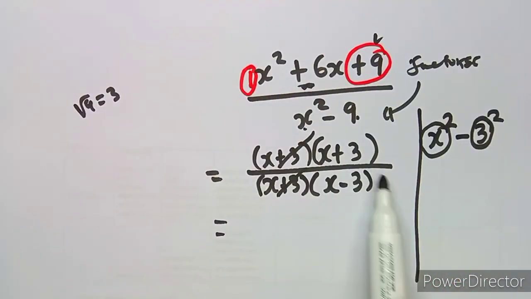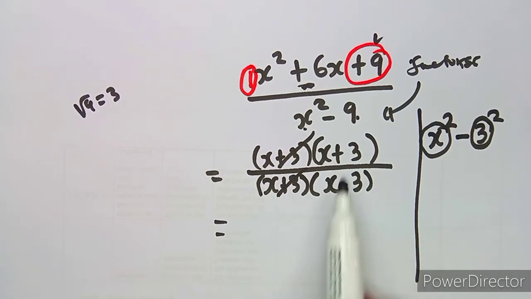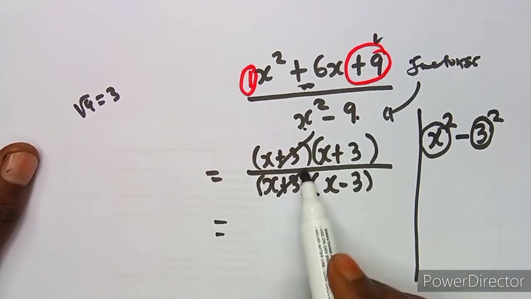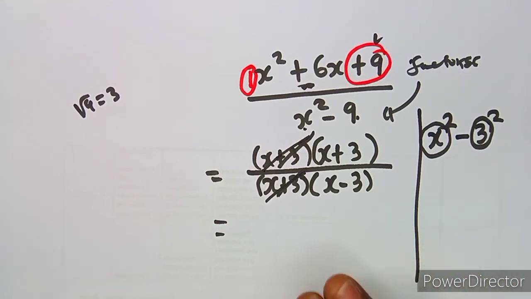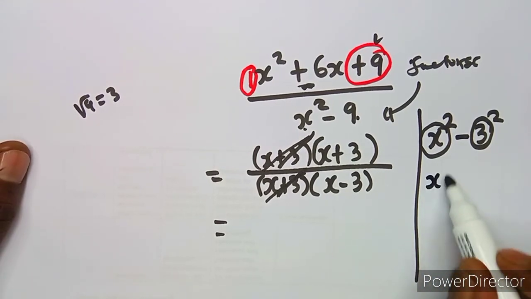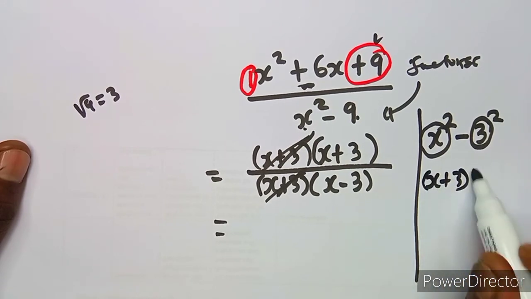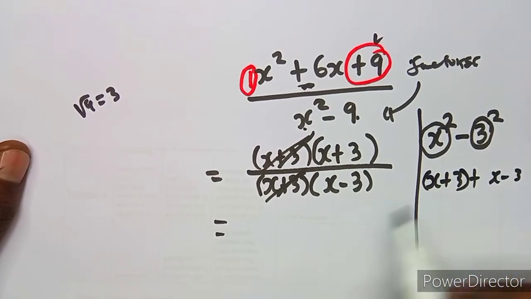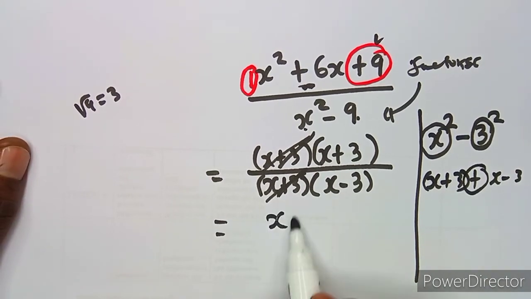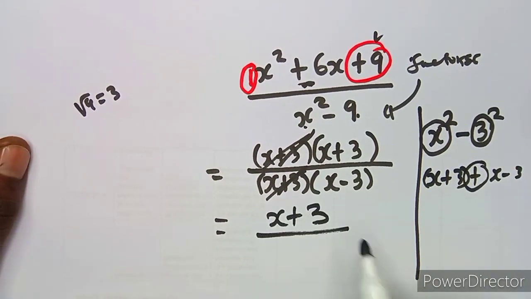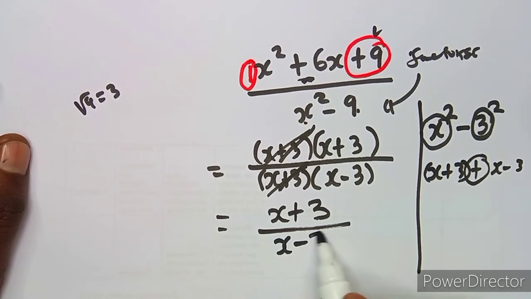So that is the concept that they want you to learn when they are giving you a question like this. This can cancel because you are not adding, but the moment it is separated, like x plus 3 plus another, maybe x minus, you cannot cancel because now it's separated. So you're going to be left with x plus 3 over x minus 3 like this.